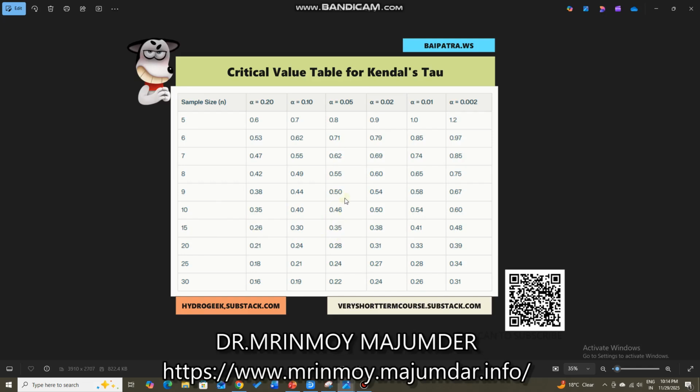0.35. You just interpolate it to find the value for 12. Okay, so by interpolation, for a sample size of 10, we have 0.46 as the value. So what will the value be if we have a sample size of 12? Just use the unitary method, or you can use the interpolation method.